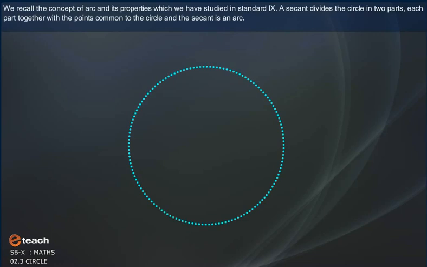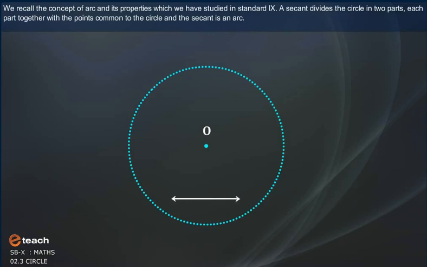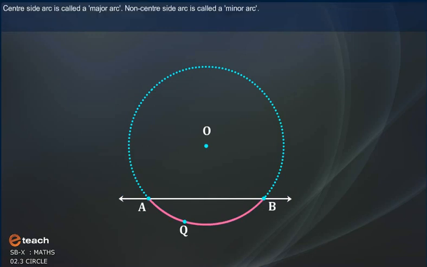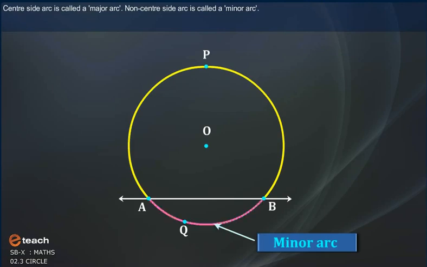We recall the concept of arc and its properties which we have studied in Standard 9th. A secant divides the circle in two parts, each part together with the points common to the circle and the secant is an arc. Center-side arc is called a major arc. Non-center-side arc is called a minor arc.